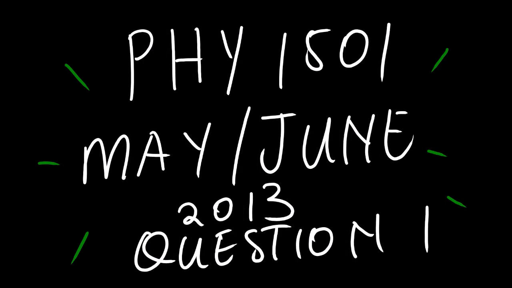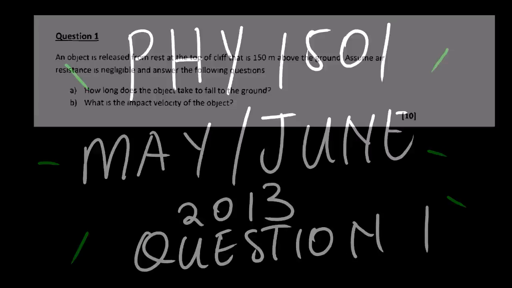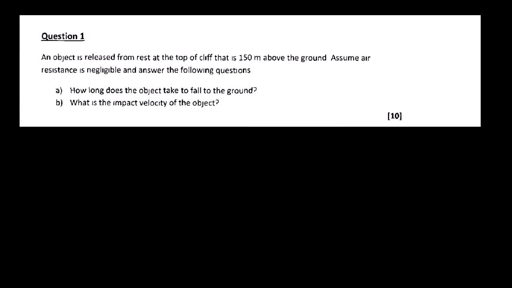Today's lesson video, we're going to look at Physics 1501, May, June 2013, question 1. Let us start. This is the actual question paper. The mark allocation is 10 marks, so I assume that the mark allocation for question A will be 5, and for B, it will be 5 also.